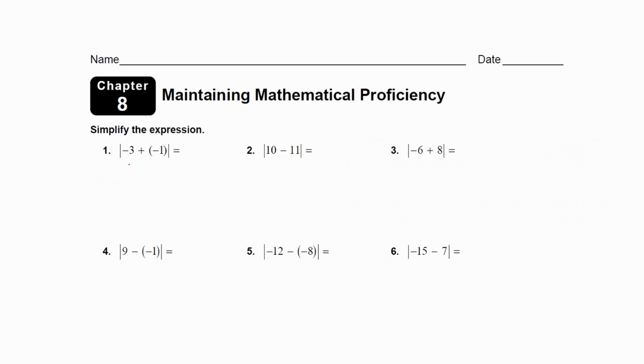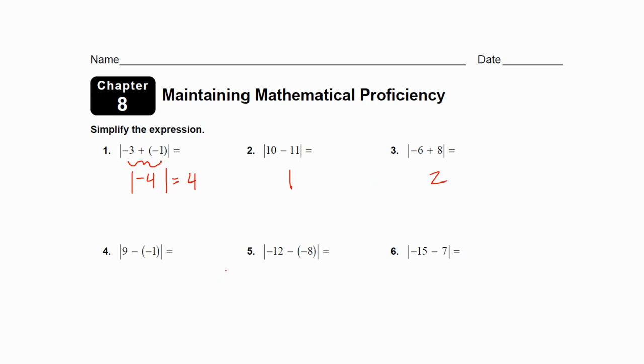First idea might be just some math practice. Simplifying the expression means we're going to simplify the inside first. -3 plus -1 is -4. Then we would apply the absolute value. Absolute value just means distance, so we would use +4. Go ahead and solve maybe problems 2 and 3. Okay, 2 you should have gotten +1, and 3 you should have gotten +2.